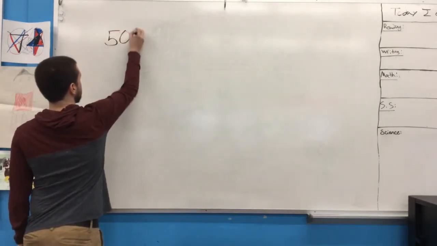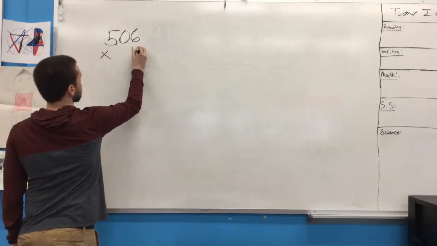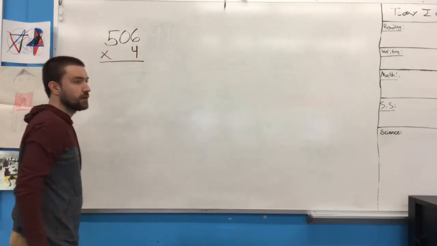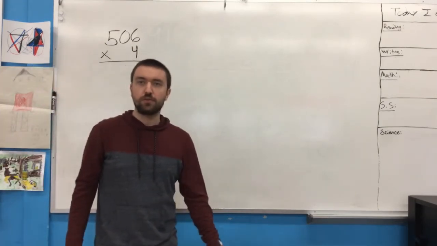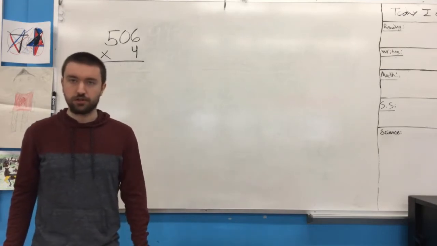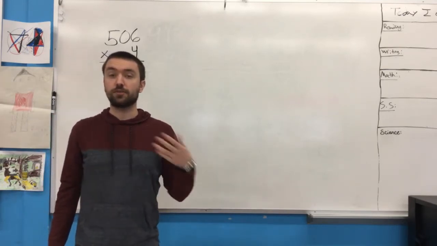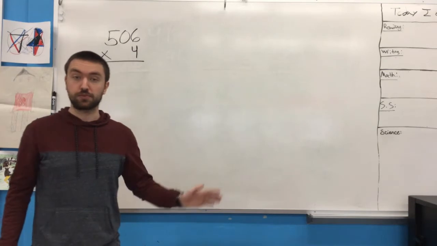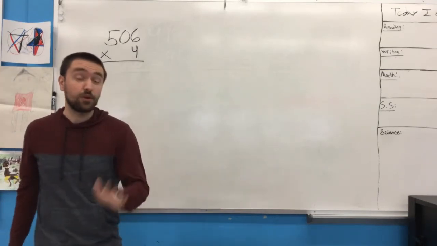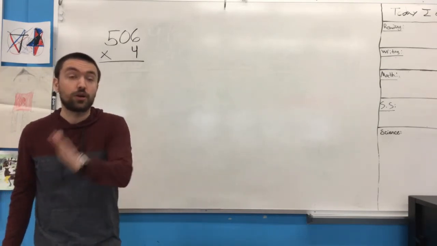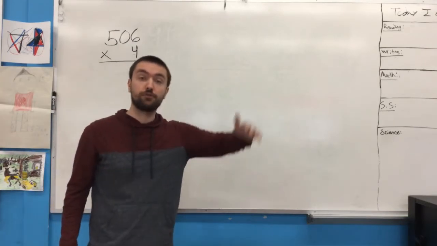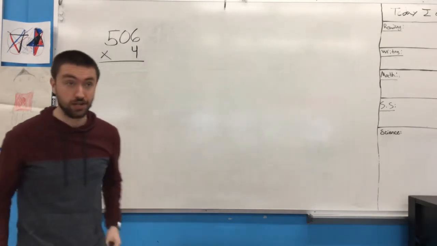506 times 4. Now, some of you do not need the place value chart. So if that is you, you can skip ahead to when I do partial products. But for this question, I am going to be using the place value chart. We're going to slowly be building our scaffolds up to the hardest strategy.